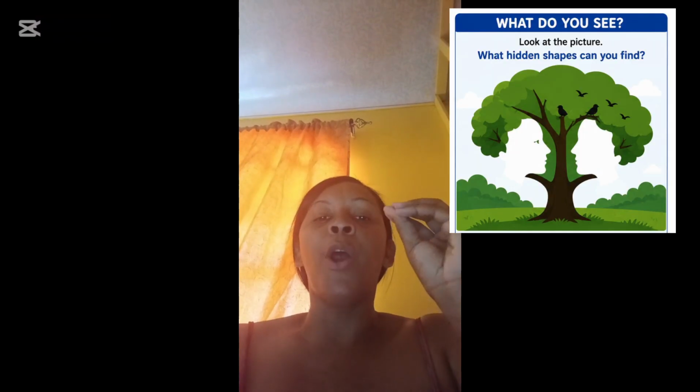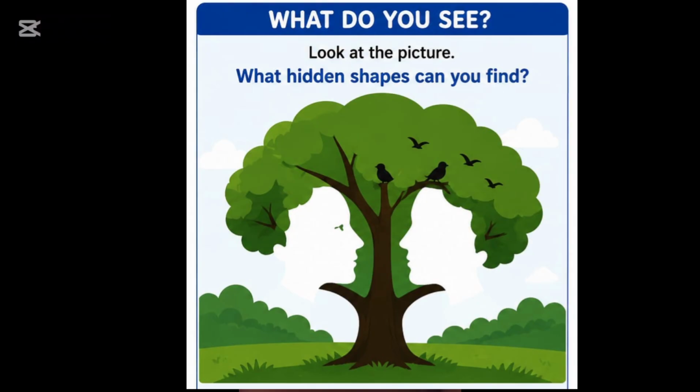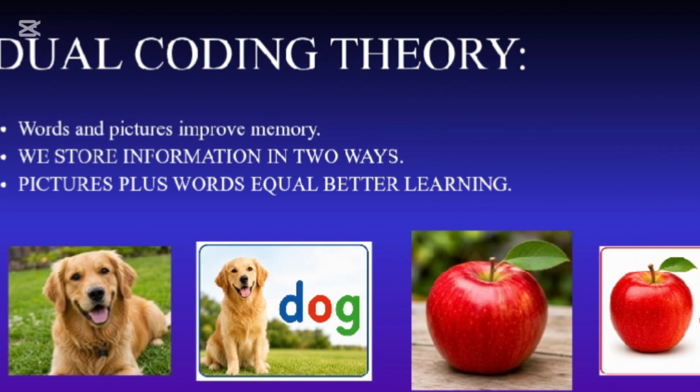Let's say we're looking at a tree, and it's in a puzzle. We're not going to see the tree in parts, even though the puzzle puts the picture together. We're going to see the entire tree. That's how our brain is going to process it. It also helps learners to recognize shapes, pictures, and objects easily. Let's go into the dual coding theory.